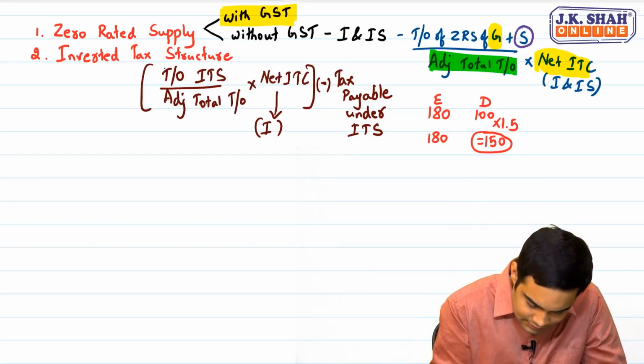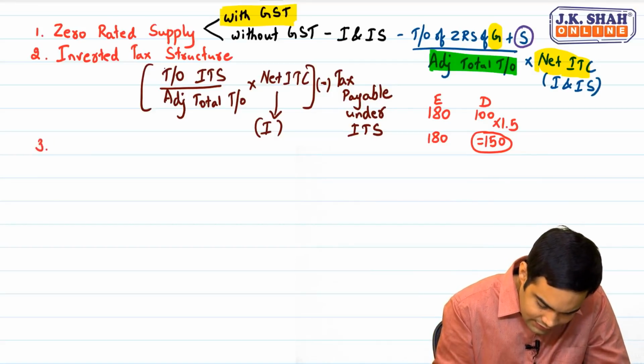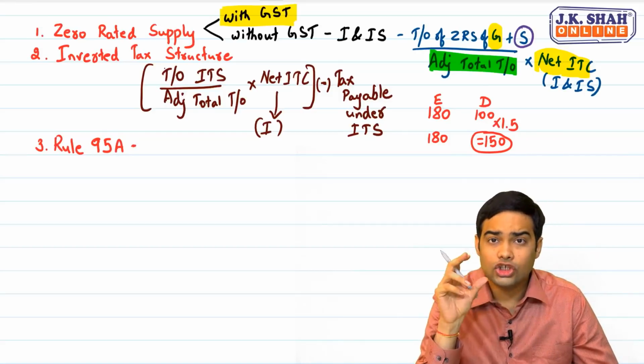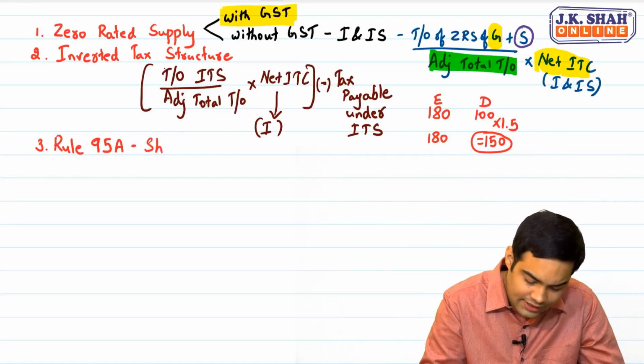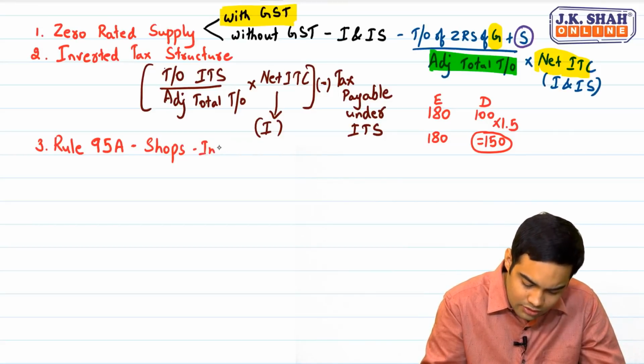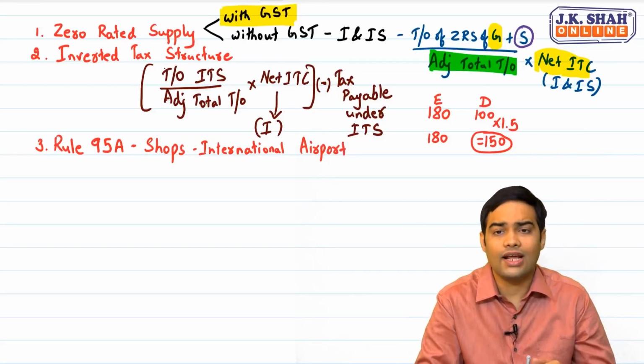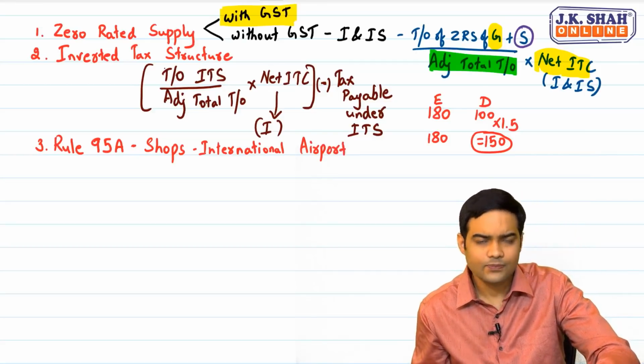Then the third discussion which we will have is a new rule, that is rule 95A. Now what is this rule 95A? This is for shops in the departure area of an international airport. In the departure area of an international airport, you have seen shops. They sell goods duty free. Now, they can claim refund of tax which they have paid on purchases. Listen to me very carefully.